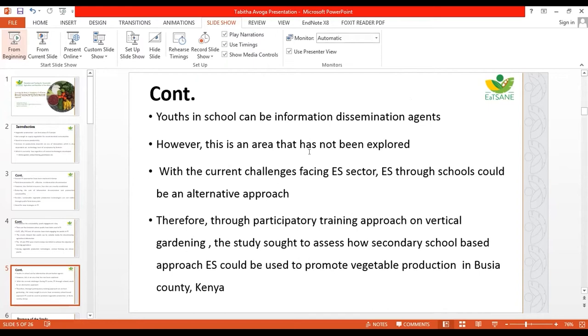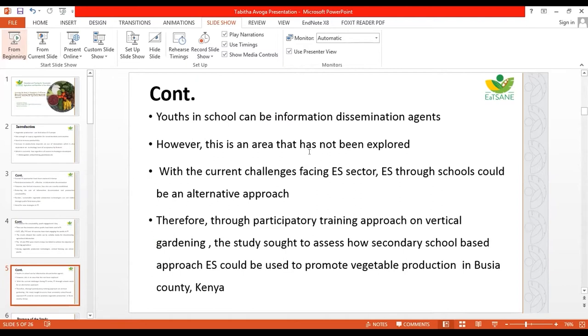Thank you. I was talking of the approaches such as the 4K, the 4H, and the Young Farmers Club, which can be used to disseminate information and be an alternative to vegetable production challenges through extension. However, in Kenya, this is an approach that has been ignored. And with the current challenges facing extension, youth can be an alternative approach to agricultural extension.